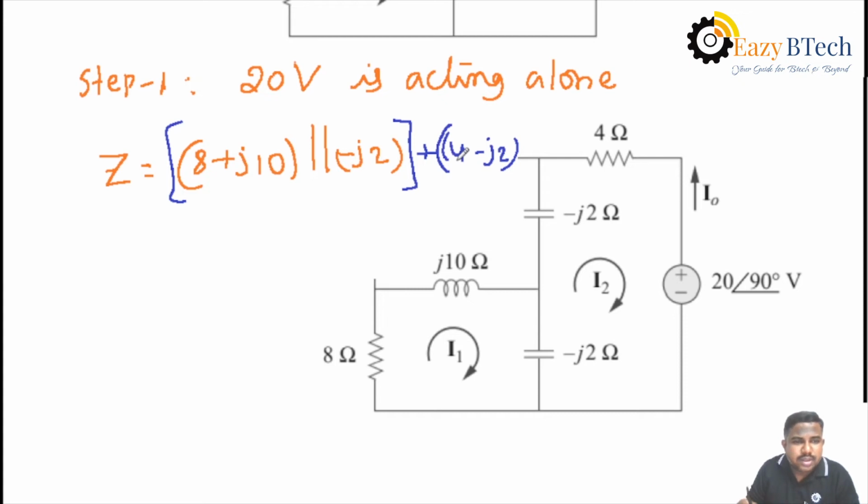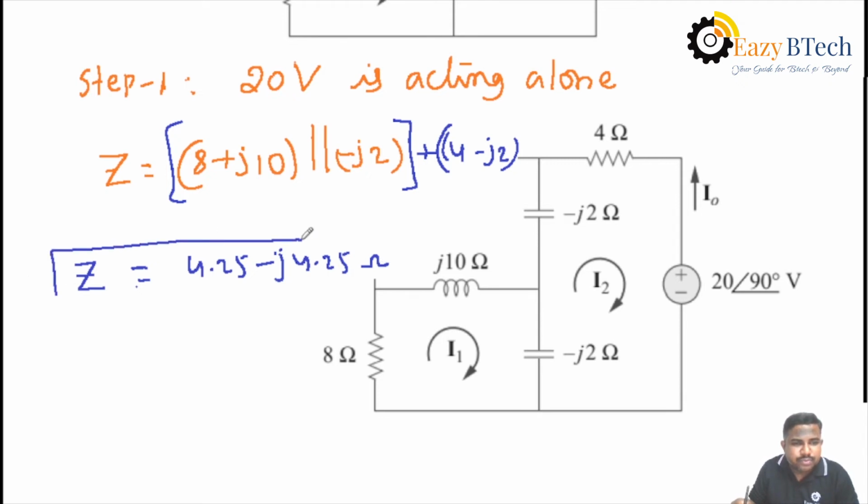Okay, you can simply combine the impedance values, the series and parallel combination, and you will get the total impedance value, which is 4.25 minus J4.25 ohms. This is the total impedance value after simplifying the series and parallel combinations. We know the total voltage here is 20 and we know the total impedance after calculation. Then find the total current here.